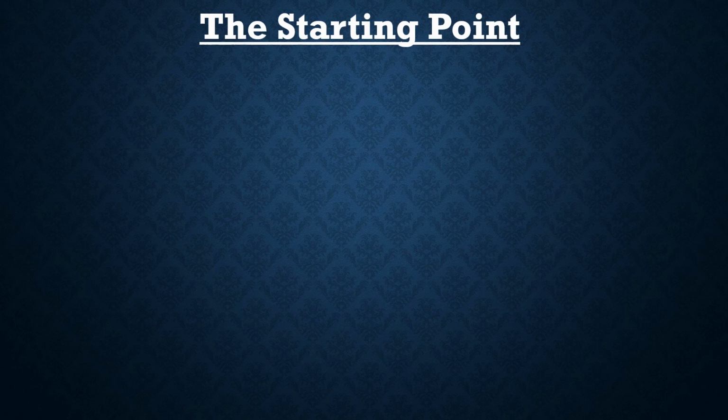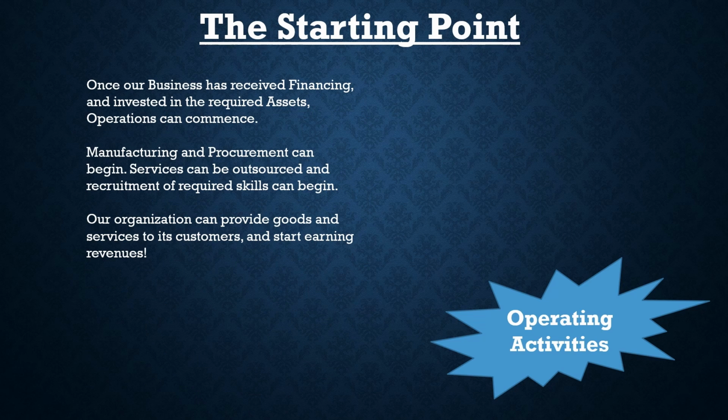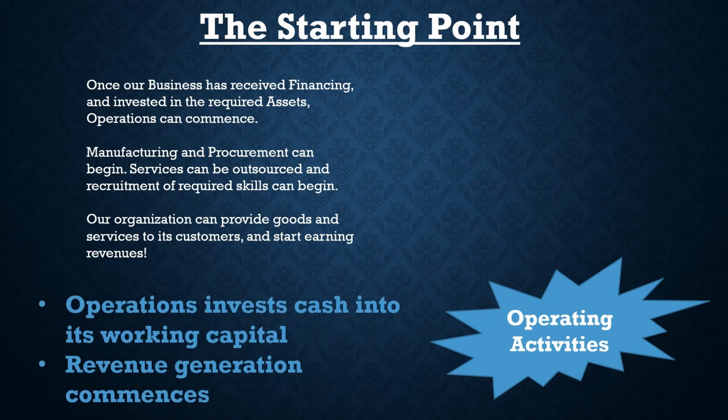In relation to operating activities, once our business has received financing and invested in the required assets, operations can commence. Manufacturing and procurement can begin. Services can be outsourced, and the recruitment of required skills can begin. Our organization can provide goods and services to its customers, and we can start earning revenues. Operations invests cash into its working capital, and revenue generation commences.